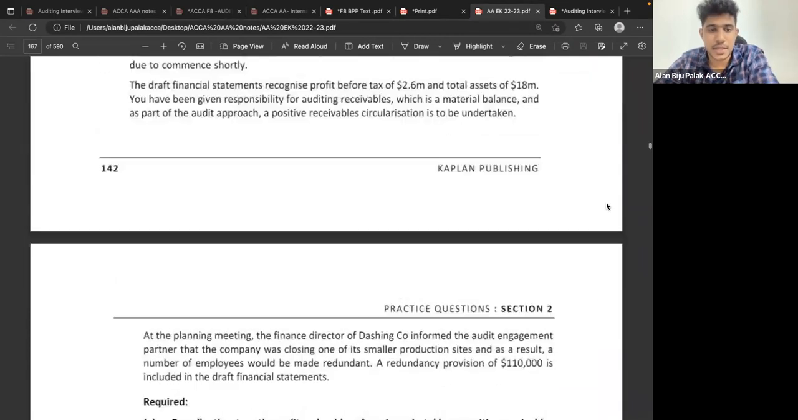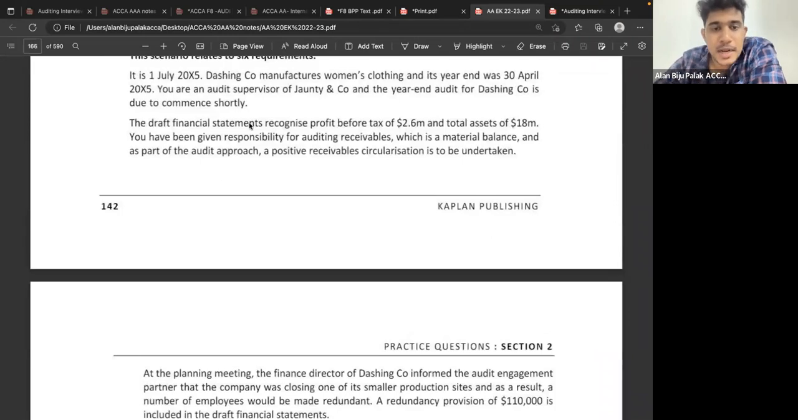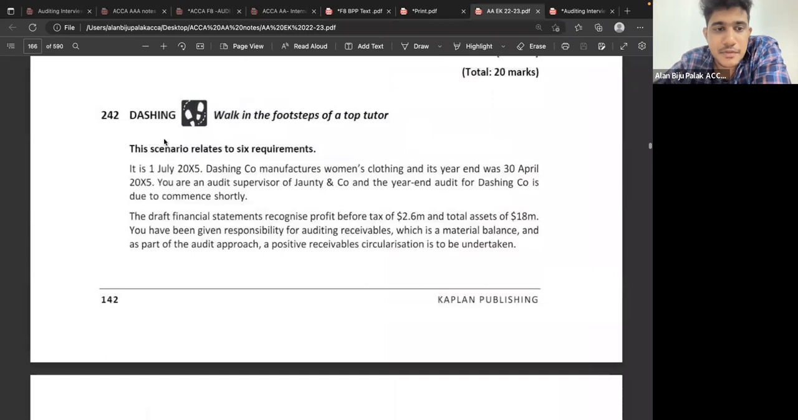Okay, just read this scenario. Or else let's start from the very beginning. It is 1st July 2015. Dashing Company manufactures women's clothing, and its year end was 30th April 2015. You are an audit supervisor of Jaunty and Company, and the year end audit for Dashing Company is due to commence shortly. The draft financial statements recognize profit before tax of 2.6 million and total asset of 18 million.